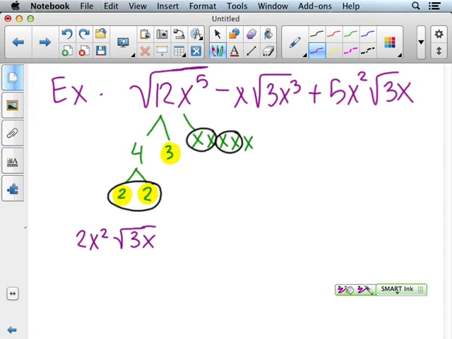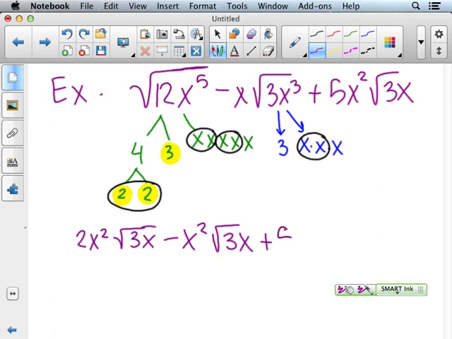The second term, let's do a different color. 3 is just 3, right? x cubed, x times x times x. What can we take outside here? 2 x's. So 1 x. There's our pair. We're going to pull an x outside. There's already an x here, so when we take this x out, we multiply it by this one, so it becomes negative x squared square root 3x. Very good. All right, last but not least, can we do anything to our last radical? No. So we get 5x squared square root 3x.